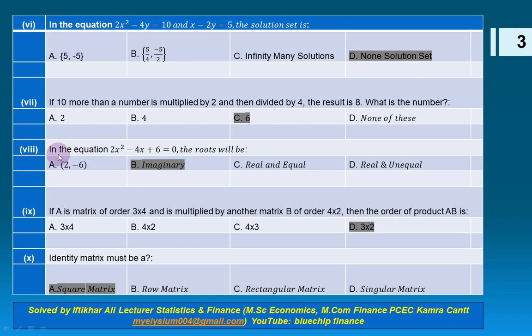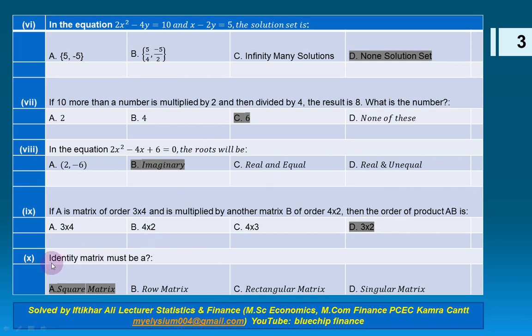Objective 8 is that in the equation 2x square minus 4x plus 6 equals 0, the roots will be, the correct option is imaginary, because the answer of the root is less than 0. Objective number 9 is if A is matrix of order 3 by 4 and is multiplied by another matrix B of order 4 by 2, then the order of product AB will be 3 by 2.